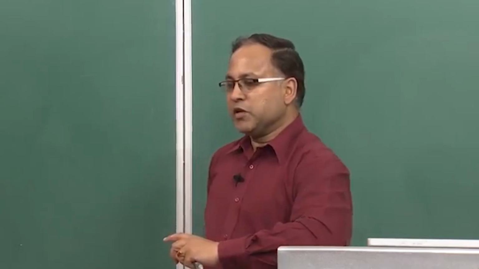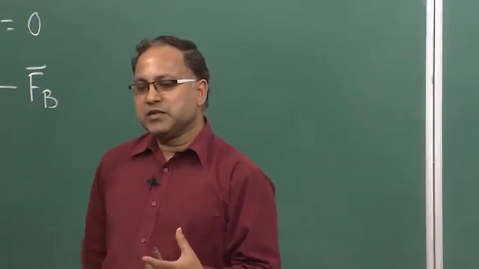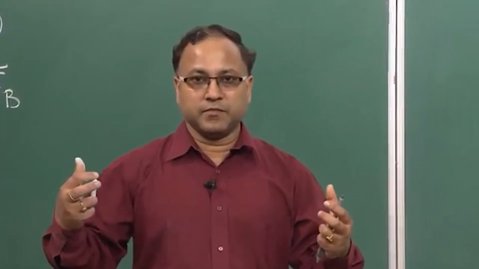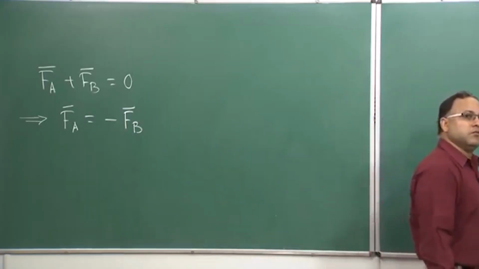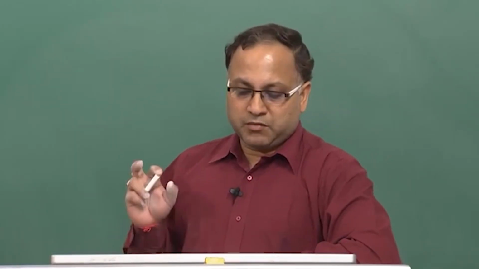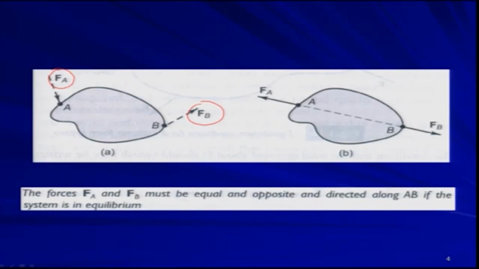So, when I am talking about the two force member or two force system, that means the system is under the action of two forces, and if I say the system is under equilibrium, then this must be valid and this must be satisfied. So, the forces FA and FB must be equal and opposite and directed along AB. So, directed along AB. So, this is the line of action. Okay. So, if the system is in equilibrium, then FA and FB must be equal and opposite and directed along AB. This is the rule. This is the rule of the game.